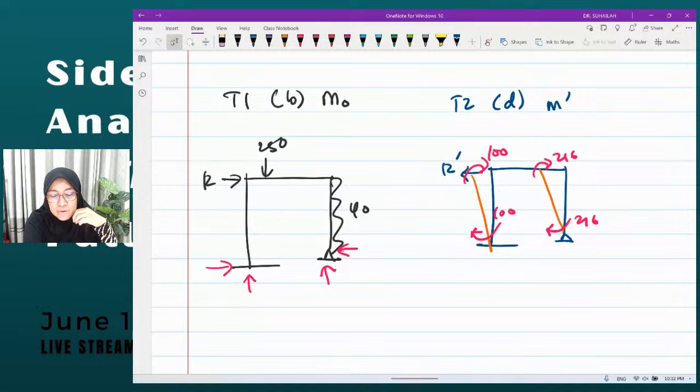So this is the main thing in frame analysis. We have the no side sway frame, and we have the side sway frame. Table number 1, FEM due to loading. Table number 2, FEM due to delta, due to side sway. And the value is based on the ratio between EI, between L, and between delta. So this is how we analyze.